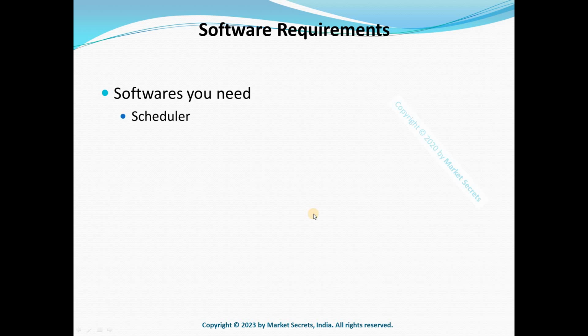So the number one, a default system scheduler. This is available by default in Windows and Linux. In Windows you can use the scheduler to schedule your scripts, and in Linux you can use the cron jobs to do the job. So a scheduler is the first one.